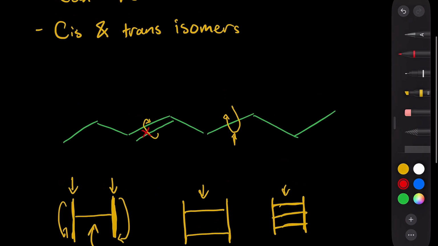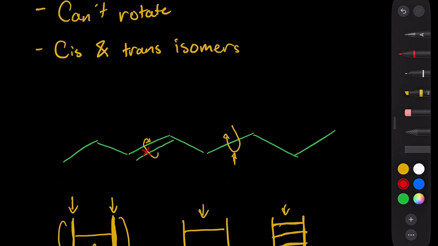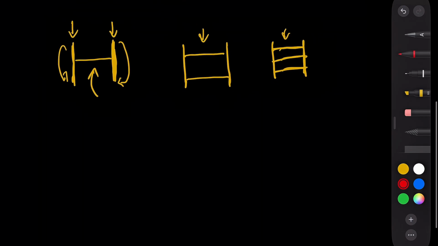Second thing is we're going to talk about cis and trans isomers. So cis means same and trans means opposite. Cis and trans isomers are stereoisomers. What does that mean? Stereoisomers differ in their spatial arrangement, not in the connectivity of the actual atoms. So let's look at an example here.